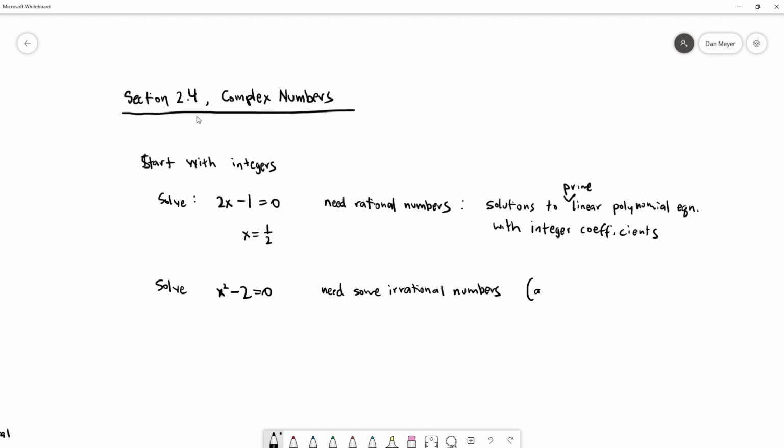Actually, the technical word is algebraic. When you want to solve polynomial equations with integer coefficients, you need the algebraic numbers. So we need more numbers when we go to solve quadratics. And actually, if we try to solve the quadratic x squared plus 1 is equal to 0, it can't be done with real numbers.